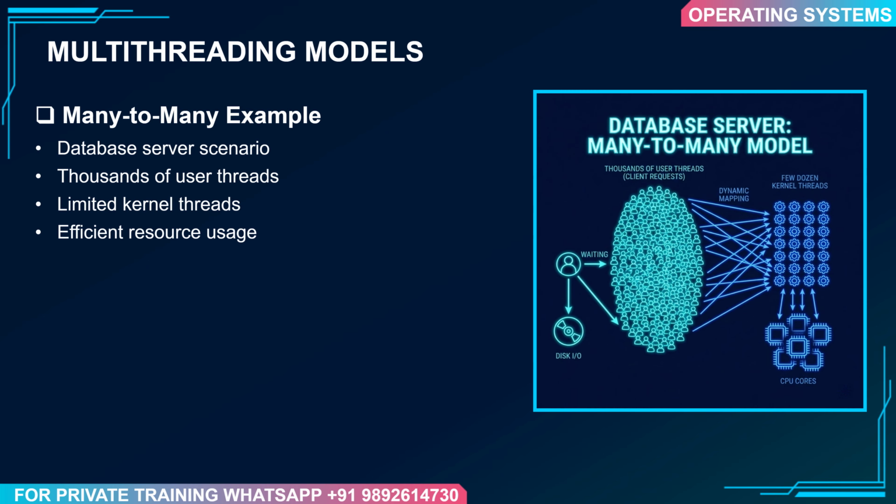To understand this with an example, imagine a database server handling thousands of client requests. Each request is represented as a user thread. The system may create only a few dozen kernel threads based on the number of CPU cores. User threads are dynamically mapped to these kernel threads. If one request is waiting for disk I/O, another request can use the same kernel thread once it becomes free.